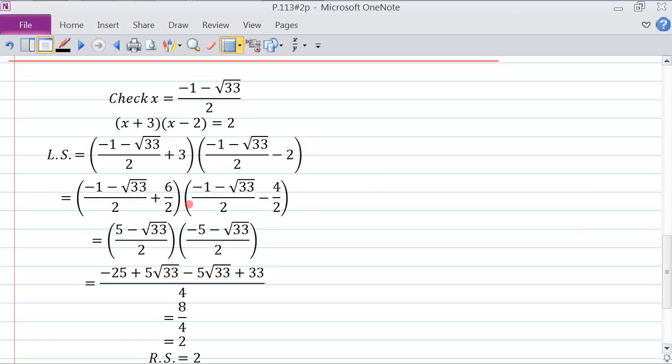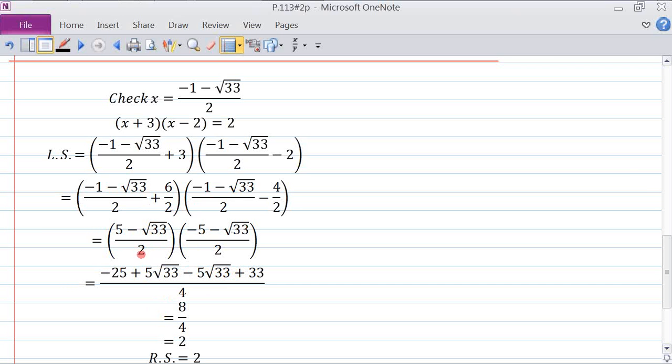And then I try to combine these, but I can't combine them unless they have a common denominator. So instead of 3, I write 6 over 2. Instead of 2, I write 4 over 2. And so now you can see, take the common denominator, add these. 6 minus 1 gives me 5. And minus 1 and minus 4 gives me minus 5. Still got the root 33 right here and here, so I have them here and here.